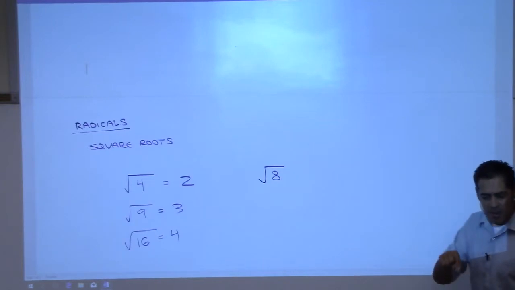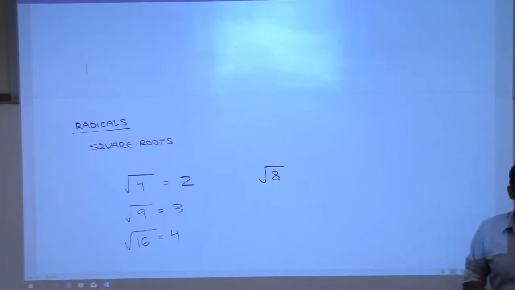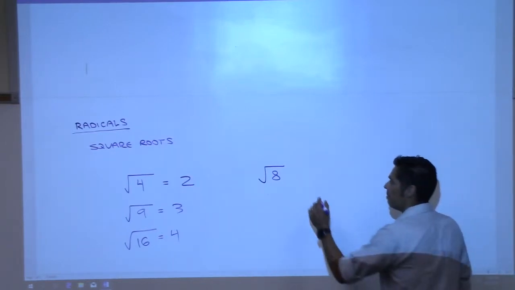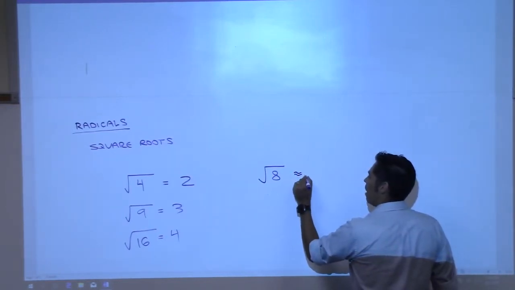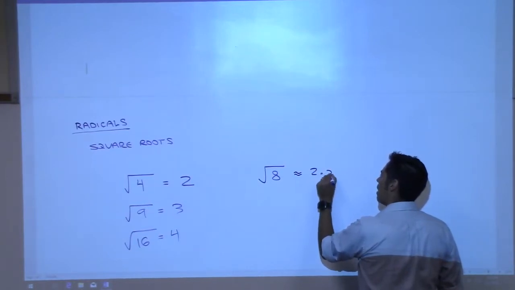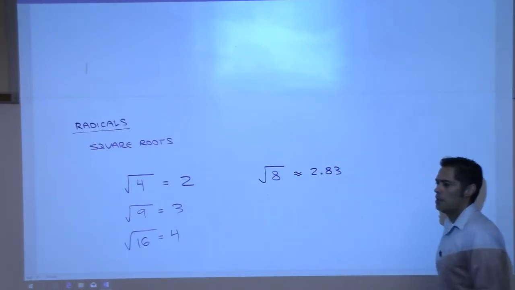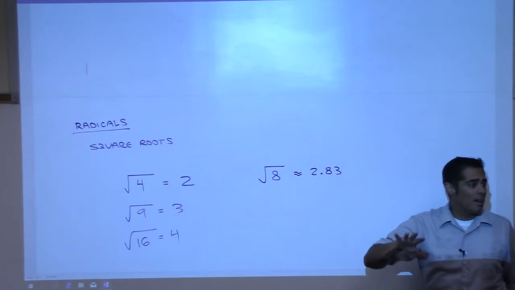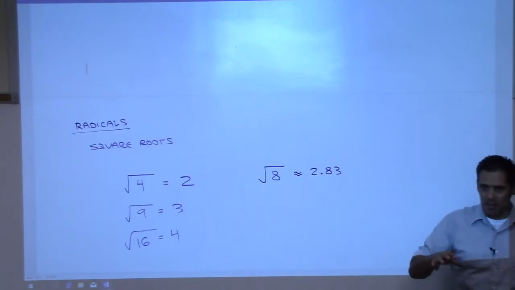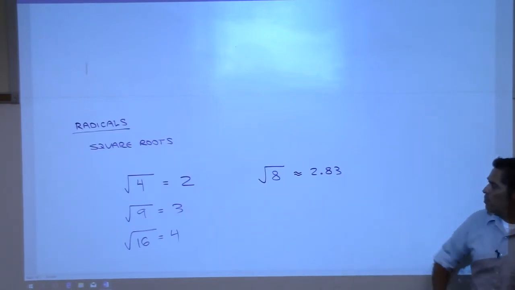So on your calculator, you should have a key for this. I need to make sure that everyone can find that key on their calculator and find what the square root of 8 is. And we're going to get a decimal answer. 2.83? Yes? I'm going to put a squiggly equals 2.83. Now the squiggly equals means approximately. That means you might have more decimals there, but 2.83 will go with that.